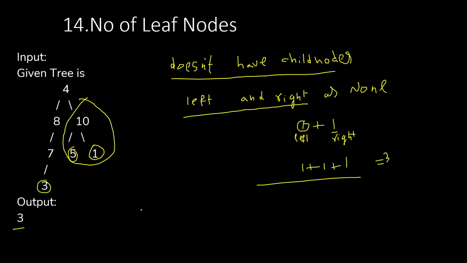I hope you have understood what a leaf node is and also the logic behind it: we add one each time where the left and right subtree nodes are none. So this is the logic behind the question. If you still haven't understood, let's go into the coding part and it will be very much clear there.